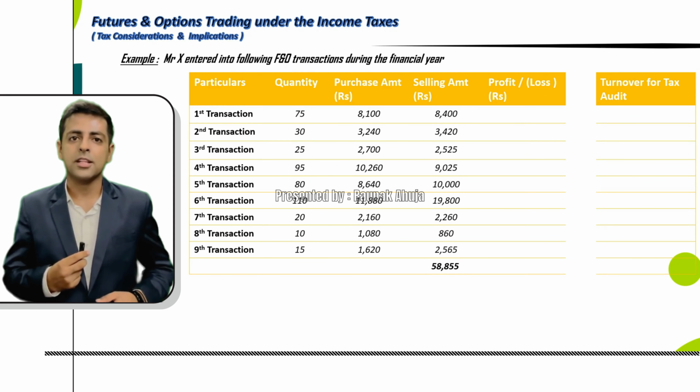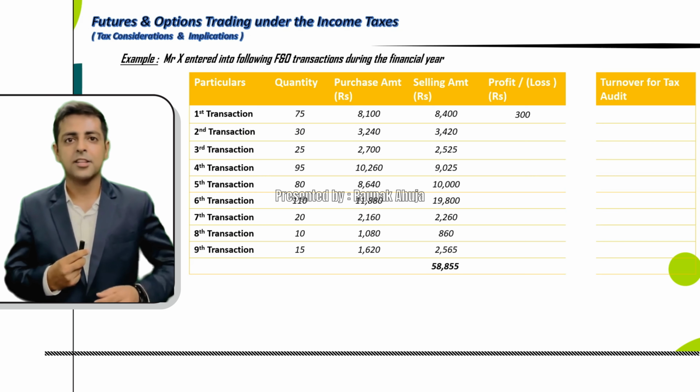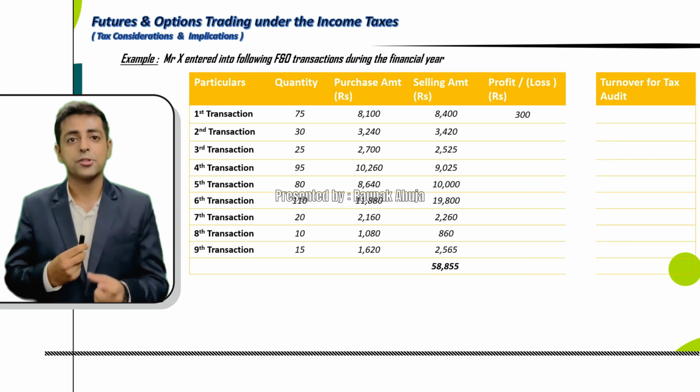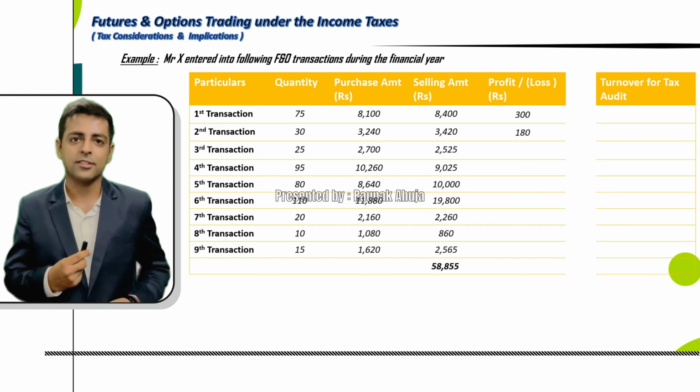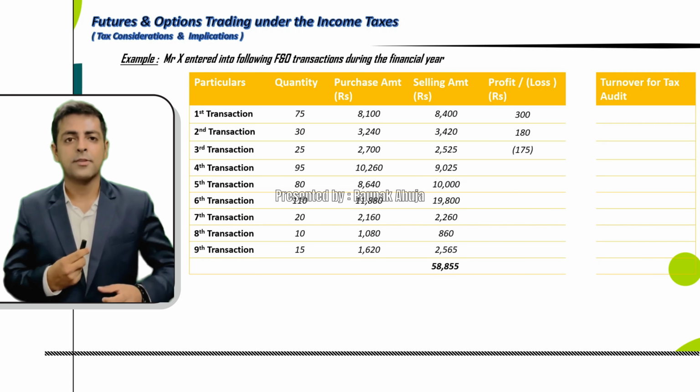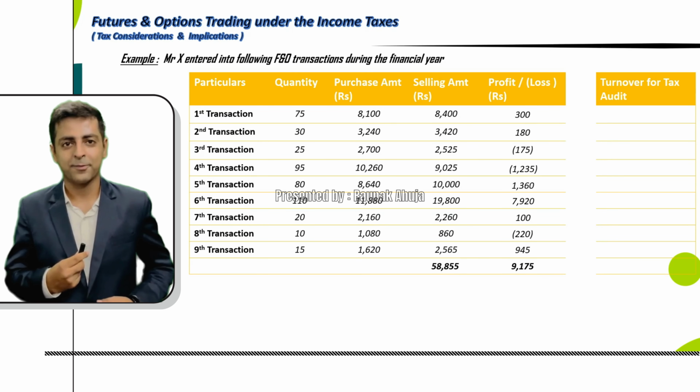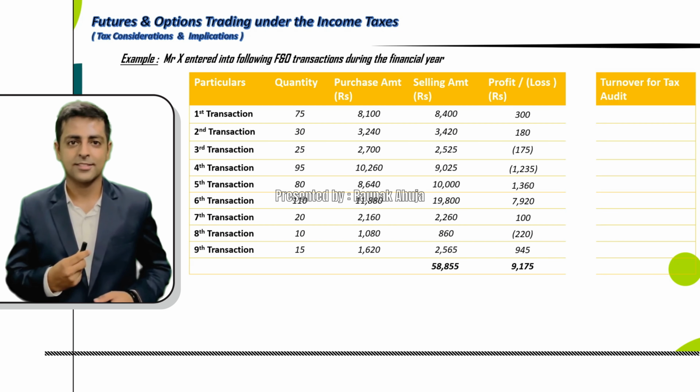In the first trade, the sales value was rupees 8400 and the purchase value is rupees 8100. In that case, the profit would be 8400 minus 8100, which is 300. In the second transaction, the sales value is rupees 3420 and the purchase value is 3240, and the profit is rupees 180. In the third transaction, the sales value is 2525 and the purchase value is 2700, which brings a loss of rupees 175. Likewise, we will calculate the profit or loss for the rest of the 6 transactions, and the sum total of that would be 9175.